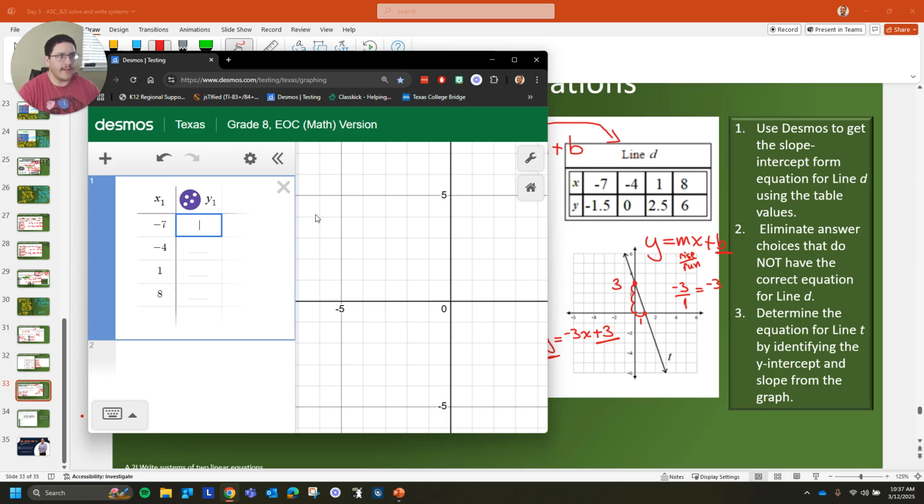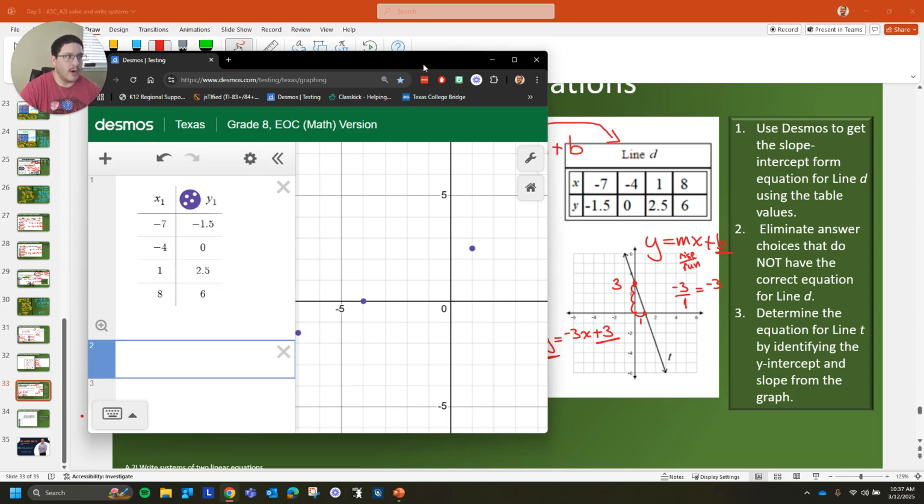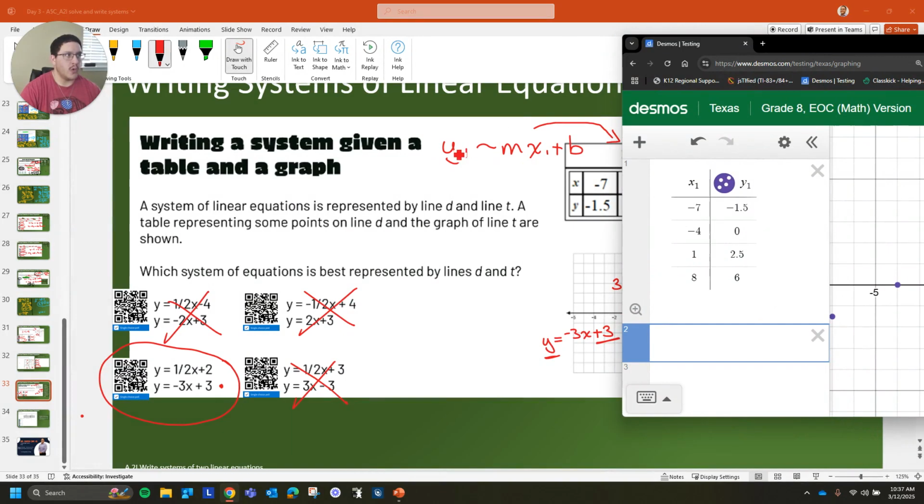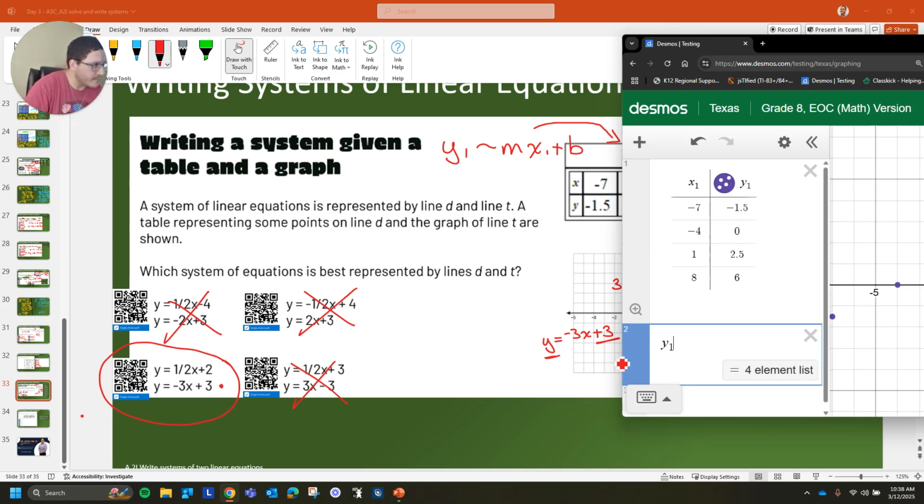And then for the y values, -7 has -1.5, 0, 2.5, and 6. Okay, now on the second line, this is where this equation will come into play. You're going to have this memorized in order to use this table, or in order to create the equation using the table on Desmos. So you're going to type in y1.